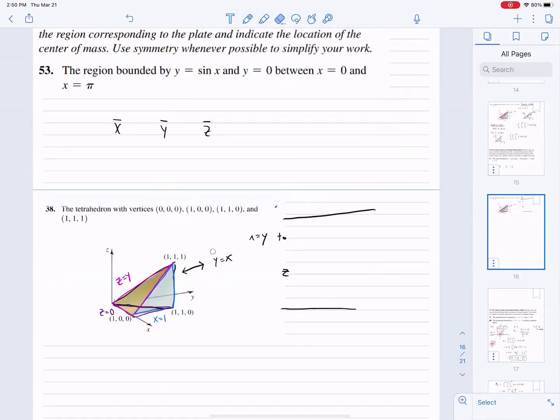So this is a good one to kind of see. Assuming that we can get to this picture, you can figure out what the bounding planes are. Okay, so like this bounding plane in the back is y equals x. This bounding plane right here is z equals y. This bounding plane is x equals 1. And then the bottom one is z equals 0.